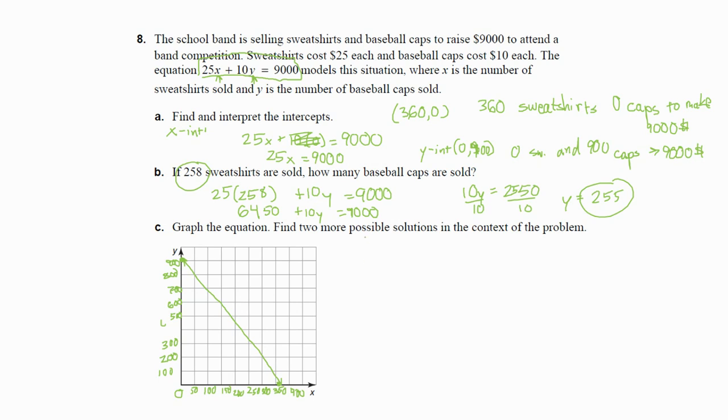And find two more possible solutions. I'm not going to go over that right now, but basically that would mean you'd find a coordinate pair that matches on the graph, and you'd find the solution. Like when x is 150, what is the y value? In other words, when you buy x number of sweatshirts, how many caps do you need?